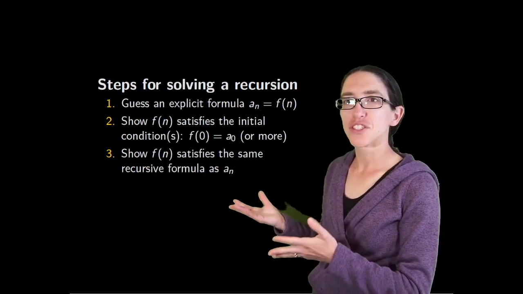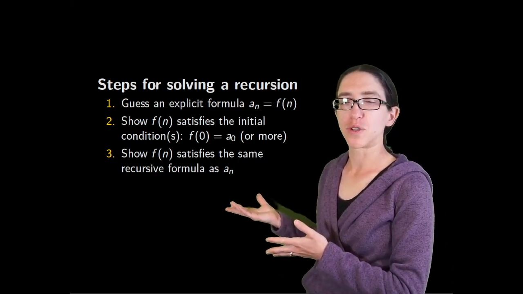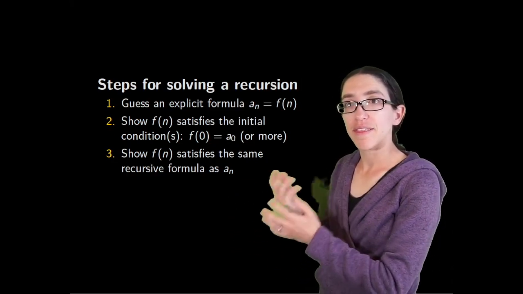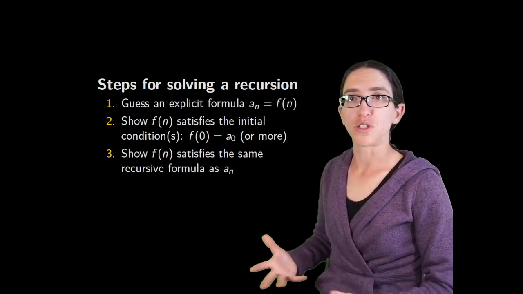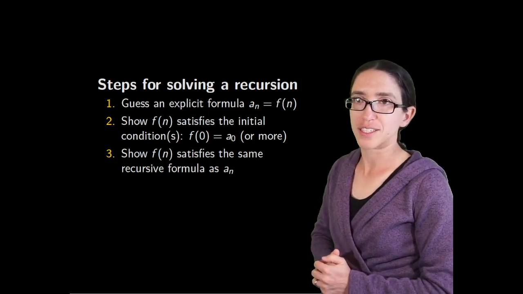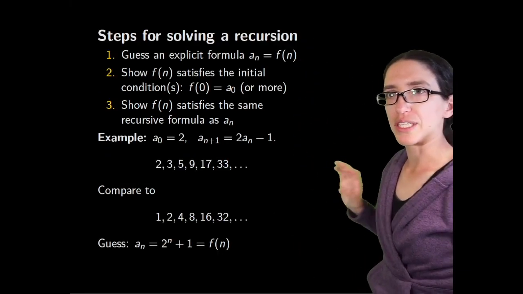And the third step is to show that f(n) satisfies the same recursive formula as a_n does, because these two steps give you the base case and induction step of an induction proof, and so you know that your explicit formula was correct. So let's use these three steps in an example here.